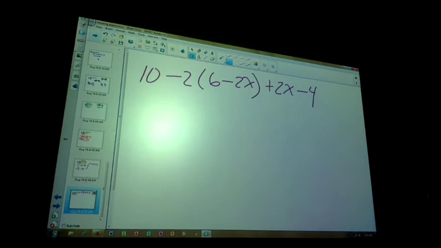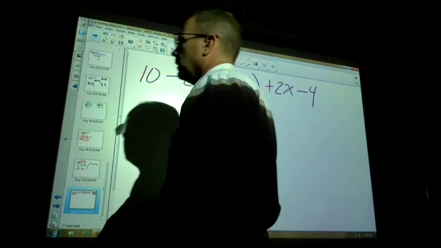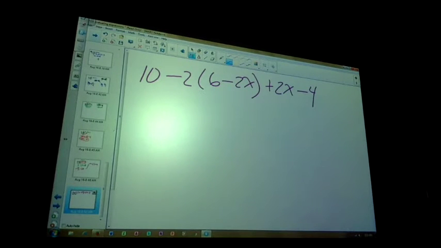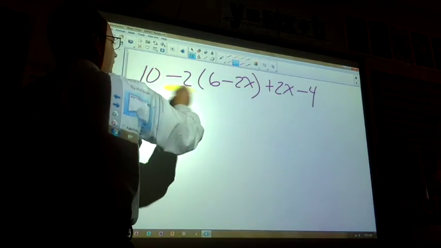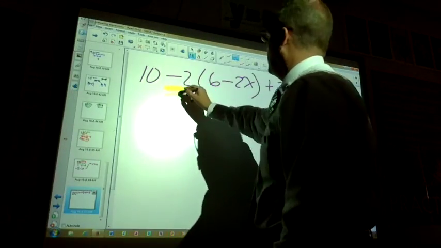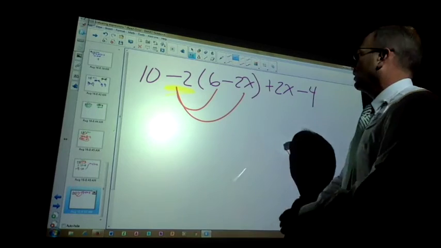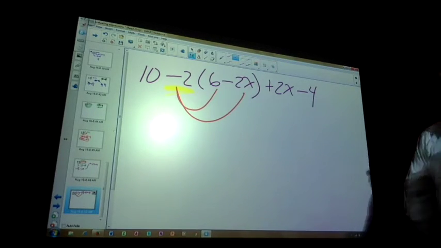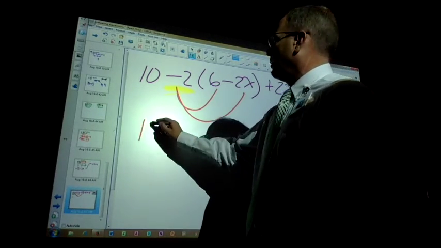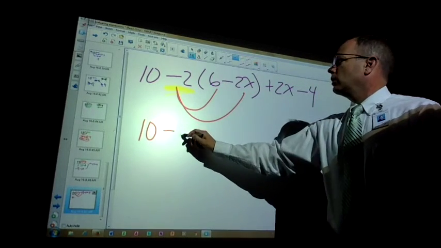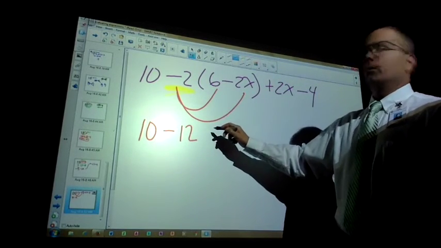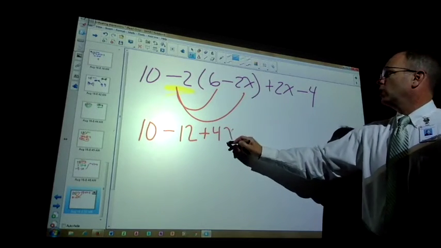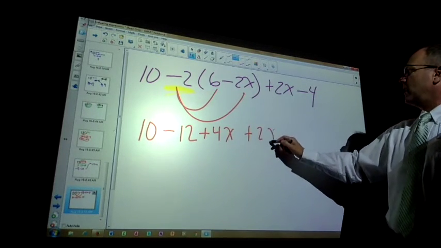All right. Hey, last question. Woo! Yes. Last question. What am I going to distribute over the parentheses? -2. I'm feeling pretty good about this. I'm going to make that all yellow like that. And then do the Y. And I'm going to go here and here. Is that okay? Yes. What happens to the 10? Bring it down. Comes down. Then what? -12. And then what? +4x. Good. And then that comes down. And then that comes down.